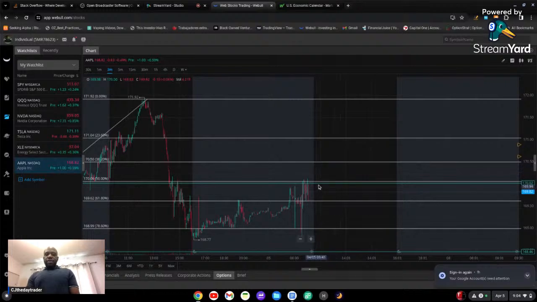If not, and we get a break below and stay below this 170, I see us coming back down to this 78% level of retracement, which has acted as a strong level of demand even in pre-market. So it's kind of a tight range, but we'll see how that goes. So yeah, that's pretty much it.